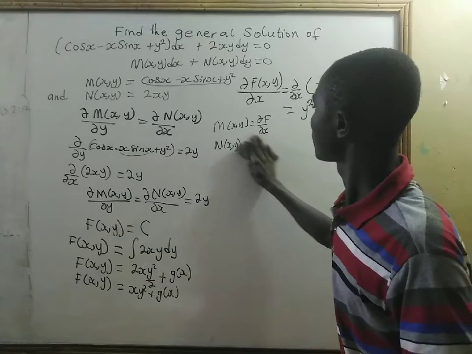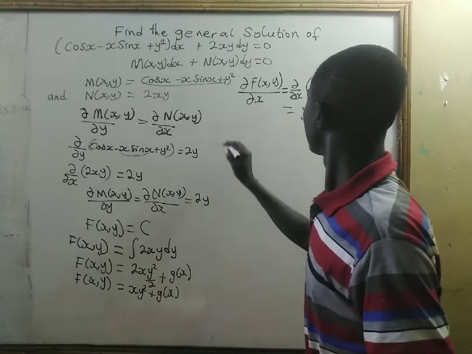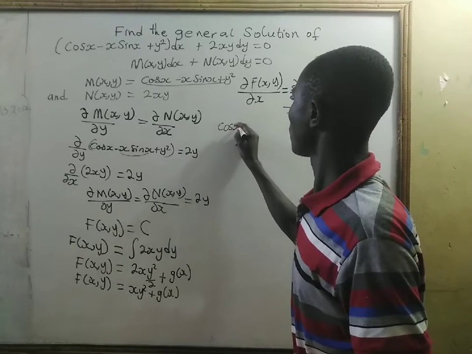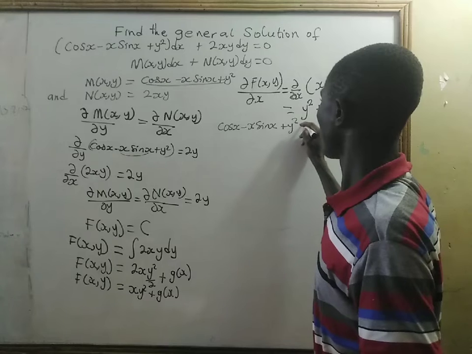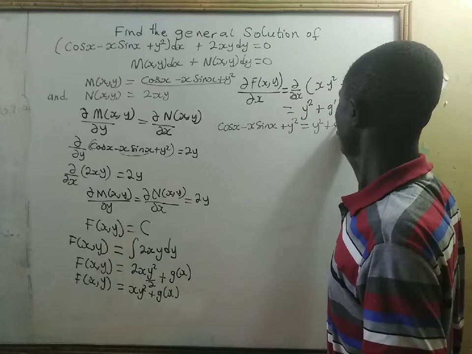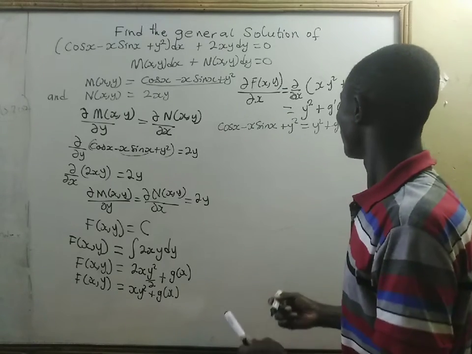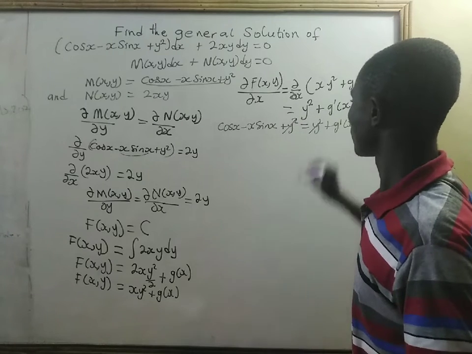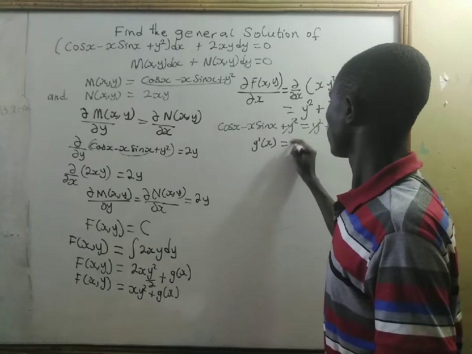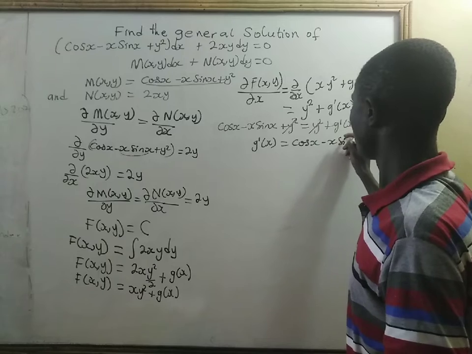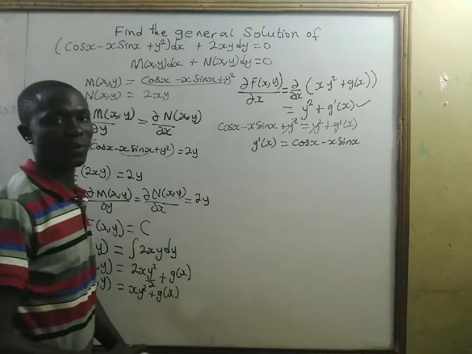So we are now going to write cosine of x minus x times sine of x plus y squared equal to y squared plus g prime of x. And here it's very easy for us to do. This one will cancel this. So we have g prime of x equal to cosine of x minus x times sine of x. So what do we do? We are going to integrate this to find our g of x.